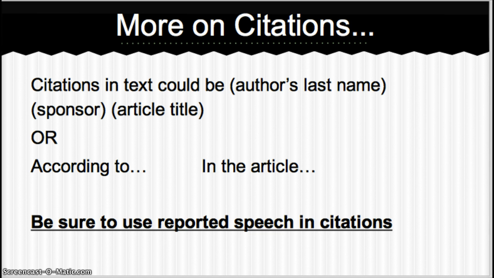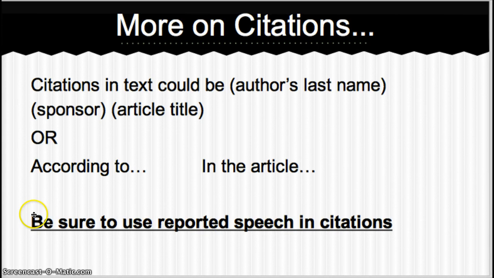You may not have a specific author for your piece, and in that case you're going to want to work from your article title, whatever the first piece of bibliographic information is that you would have on your works cited entry. You can also cite something by saying according to or in the article, where that citation is just a part of the language you are utilizing.